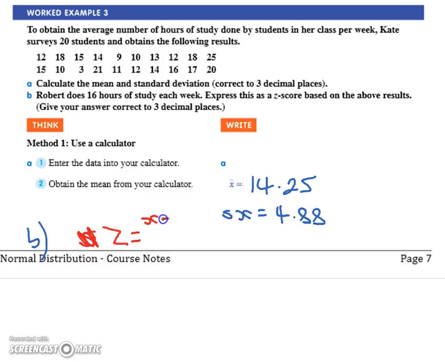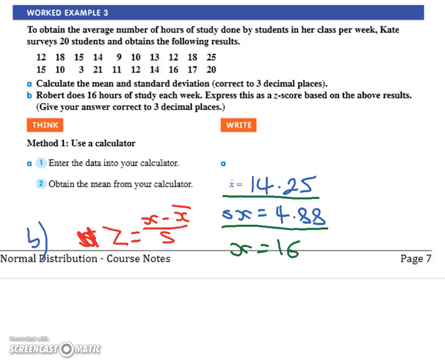Z equals X minus X bar over S. Okay, now what do we write down? Write down what we know. Well, we've already got the mean. We've already got the standard deviation. So let's just write down the score. Okay, we're looking at Robert's score. He did 16. So I've just written down that one. You've already got the other two written down as part of the first question, yeah?